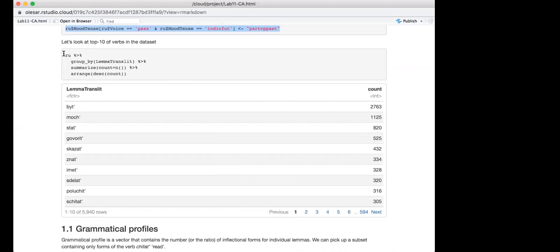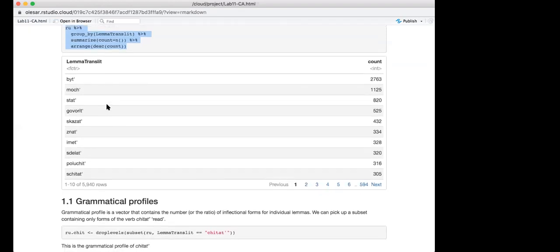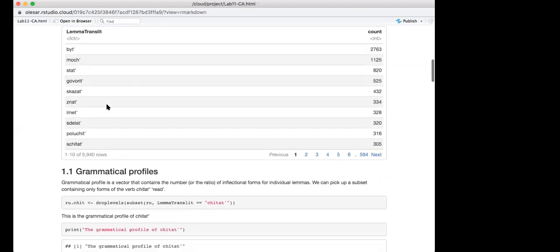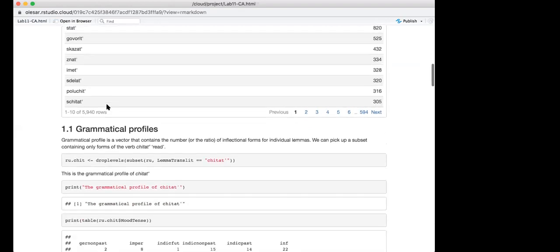Then we can see the top 10 verbs in our data set. Here I use the ordinary group by and summarize functions to show the most frequent verbs. Here you can see that быть is the most frequent verb, and then мочь, стать, говорить, сказать, and so on. These are different lexemes of Russian verbs, and today we are not interested in their semantics, just in their aspectual use.